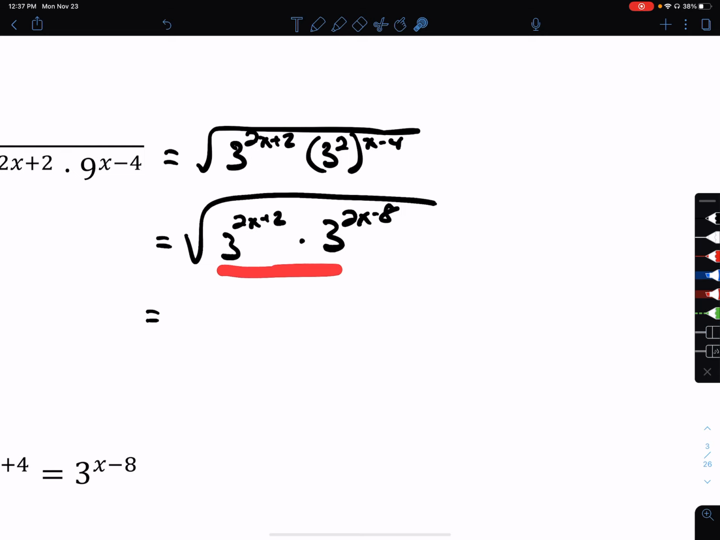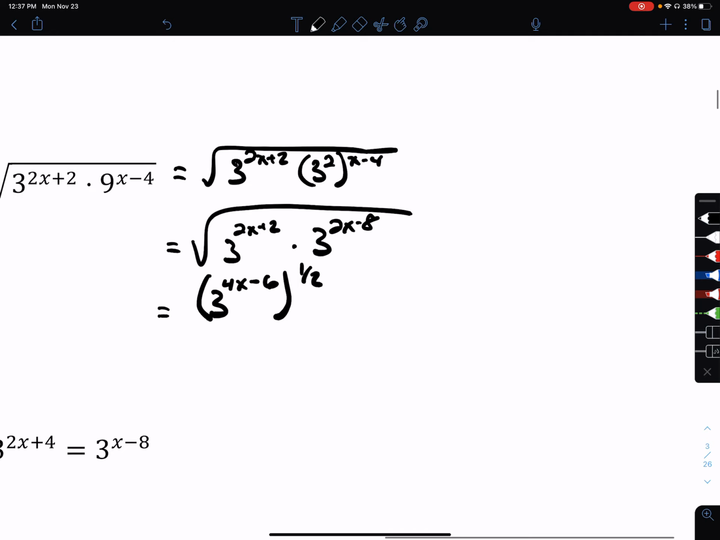And then when I multiply with the same base, I add the exponents. It's going to be 4x minus 6. And then at some point, I'm going to change this square root to a half. Power to a power property, I multiply the exponents, and I get 3 to the 2x minus 3.